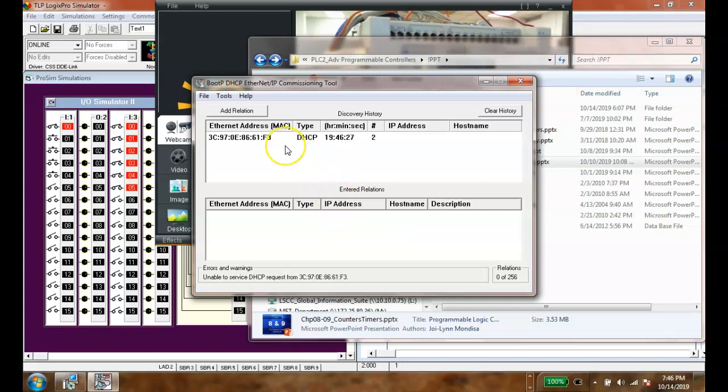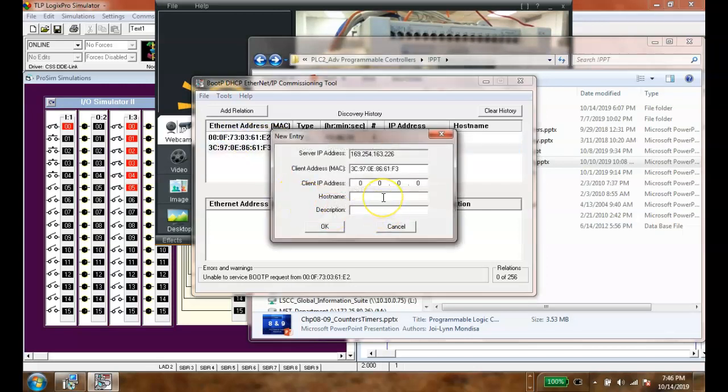Now, what I have to do is I have to know the MAC address, and it's 000F, and then a bunch of other stuff. So there it is right there. I'm going to double click on that, and now it's going to allow me to assign this thing an IP address. Every number up here has to be the same except for the last one, because it's on a subnet. I'm not going to explain that. So I'm going to go 169.254.163.163.